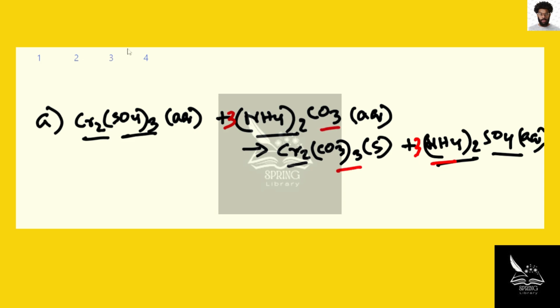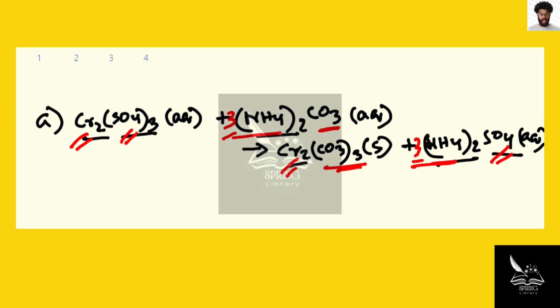So if we just recheck our calculation here, we have 2 chromium on both sides, then we have 3 sulfate on both sides, then we have 6 ammonium on both sides, and we have 3 carbonate on both sides. So that is our balanced molecular equation.